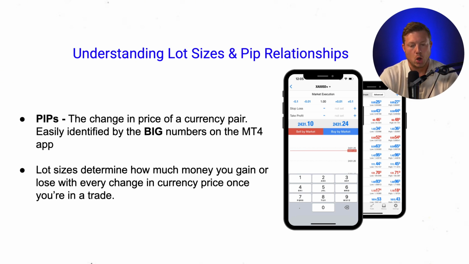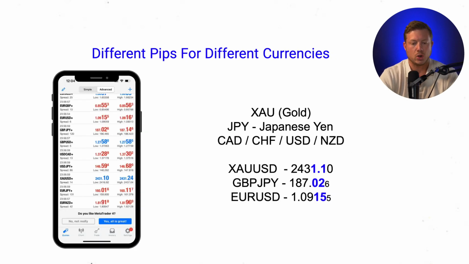So, understanding lots and pip relations. Pips in this is simply the change in price on a currency pair, easily defined on MT4 and MT5 by the big numbers. So lots simply determine how much money you can gain or lose with every change in currency price that you trade. If we look at this here, in different currency pairs, there's gold, Japanese yen, CHF, JPY, USD. They all have different pips.